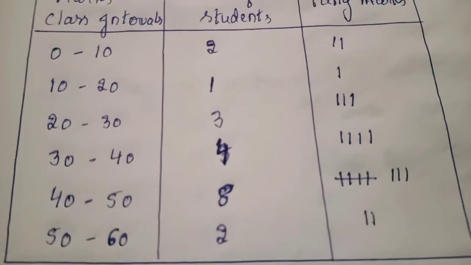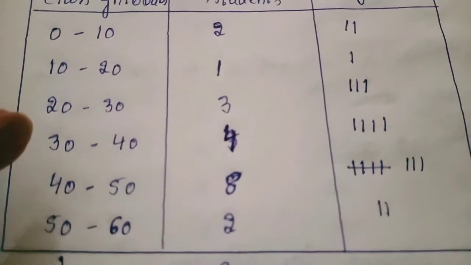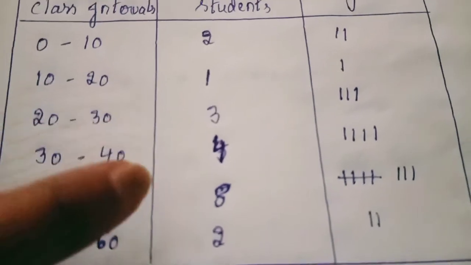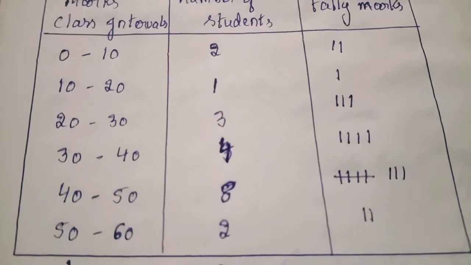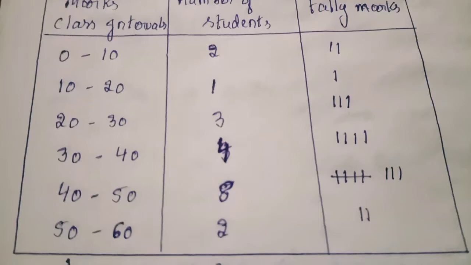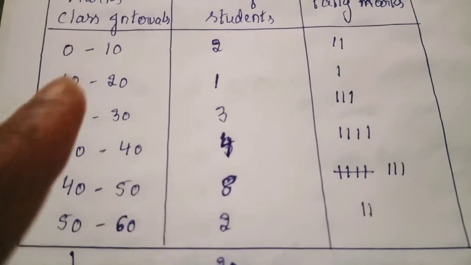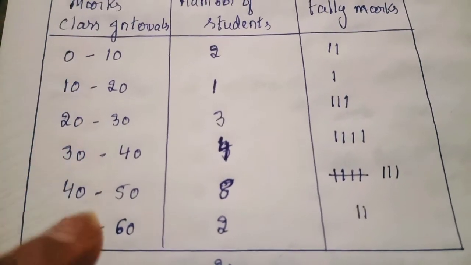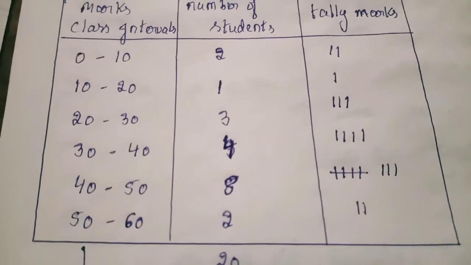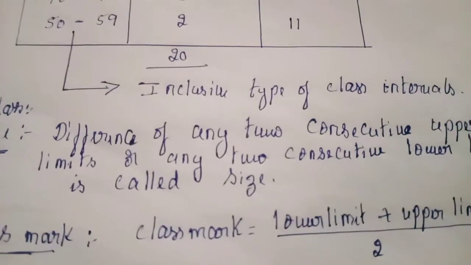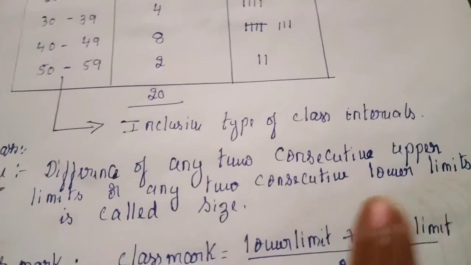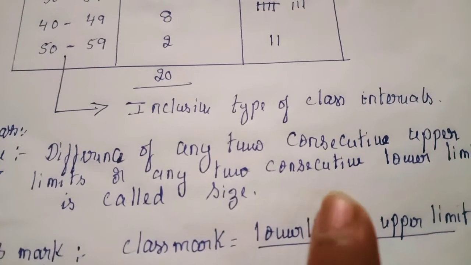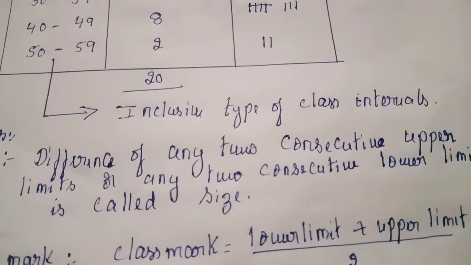How to find the class size? By subtracting consecutive lower limits or by subtracting consecutive upper limits, we can find the class size. What is class size? Class size is the number of observations in each group, and the number of observations in each group must be the same. Now you can see the class size definition: the difference of any 2 consecutive upper limits or any 2 consecutive lower limits is called class size. So I hope everyone understood.